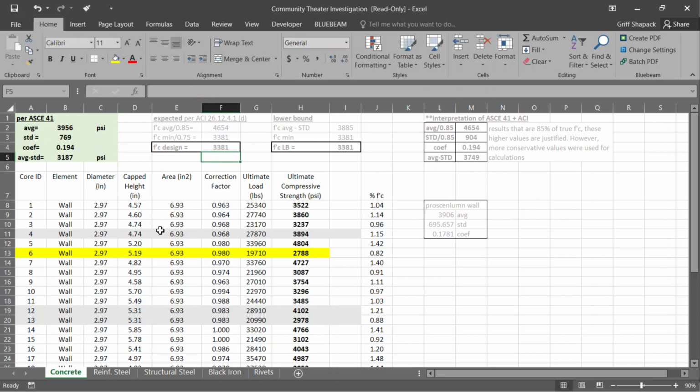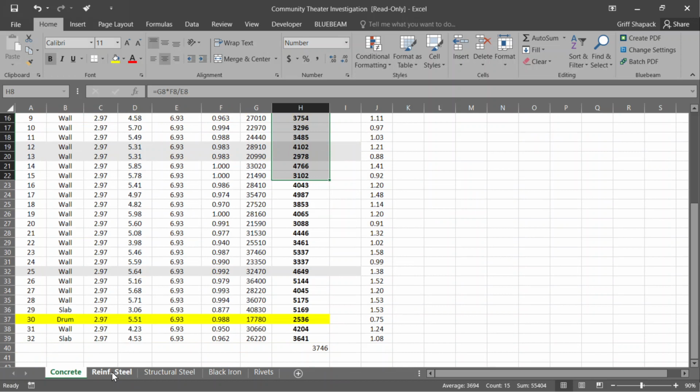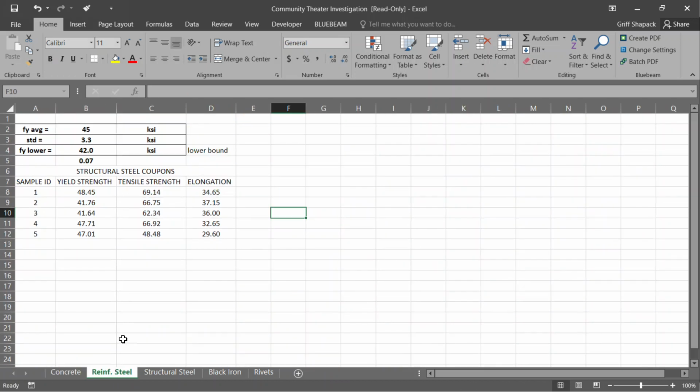Yeah, I think the whole point of this sheet is just to give you f'c. They did a bunch of cores, it looks like. And also fy. Can we use the higher? I think he said what to use in an email too.